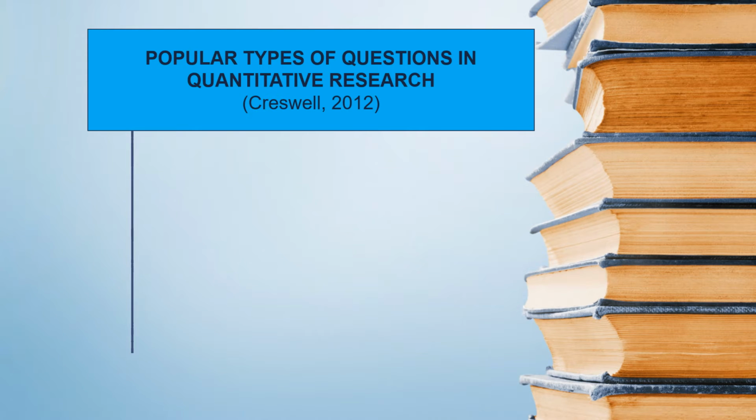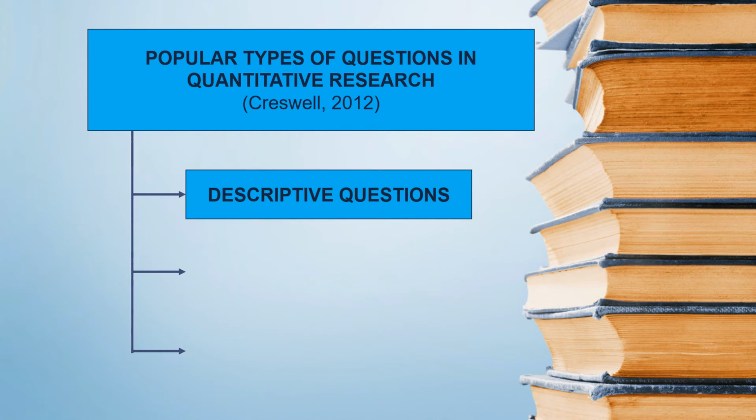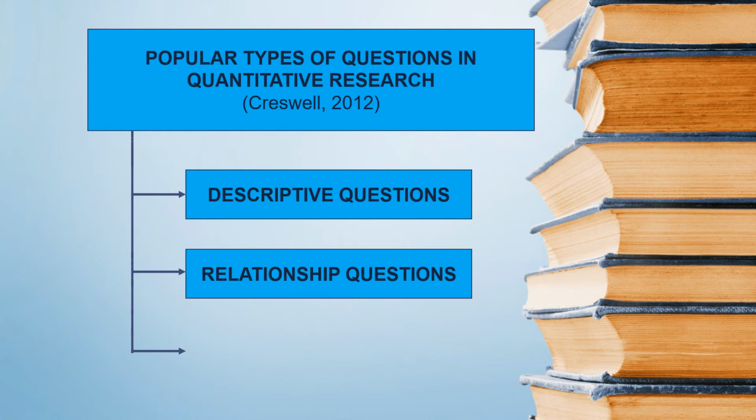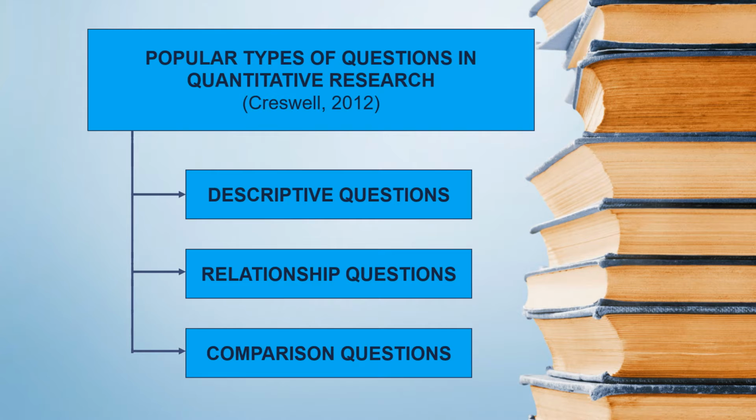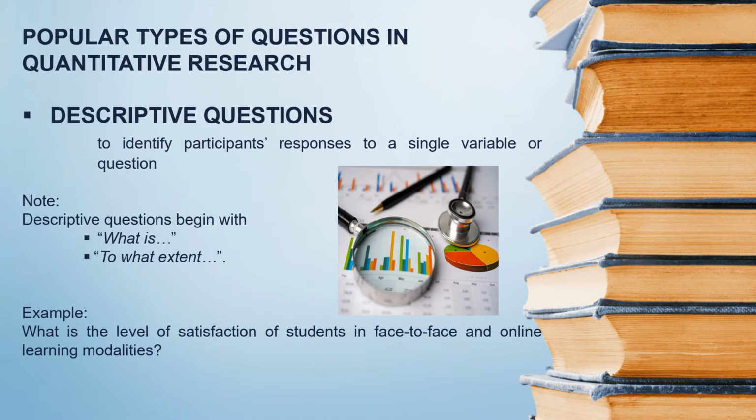According to Creswell in his book Educational Research, Planning, Conducting, and Evaluating Quantitative and Qualitative Research, published in 2012, there are three popular types of questions in quantitative research. The first one is descriptive questions. The second one is relationship questions. And the third one is comparison questions. Let us look at each one of these with some details.